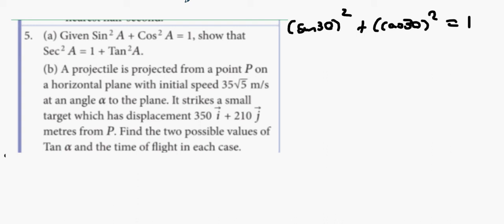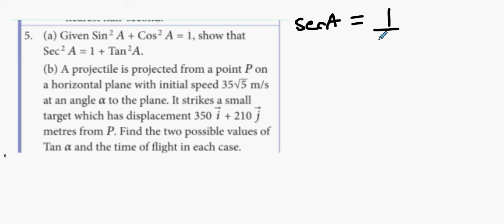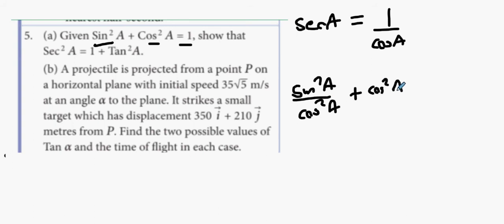So, next thing you're going to notice is the word sec, S-E-C A. What secant means is sec A means 1 divided by cos A. Alright, you guys? That's all it means. Now, what we're going to do to both sides here is divide both sides by cos squared. So we're going to end up with sine squared A over cos squared A, cos squared A over cos squared A, and then 1 over cos squared A.